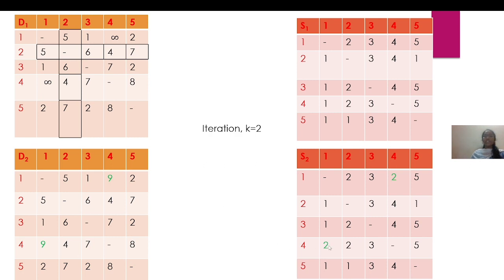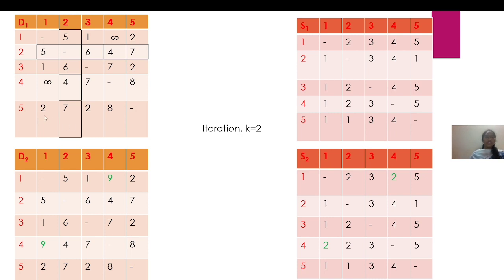Simultaneously we are going to change the vertex sequence matrix with the iteration number, that is k equal to 2. Then here, 7. For 7, 6 plus 4, that is 10, which is greater than 7. So there is no change. And 6 plus 7, that is 11, which is greater than 8. So there is no change. We are writing as it is. So in this manner, we are going to fill the last row elements.